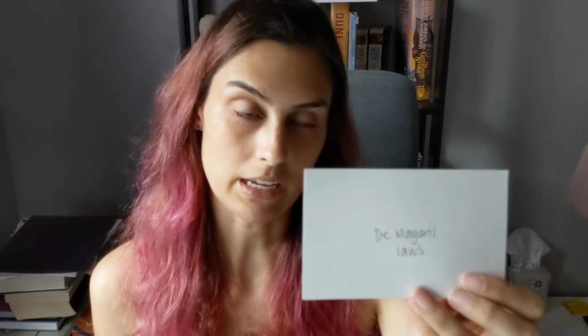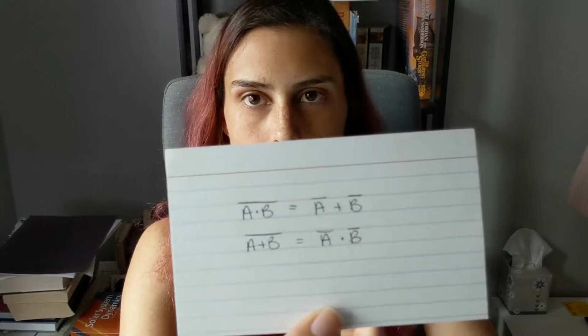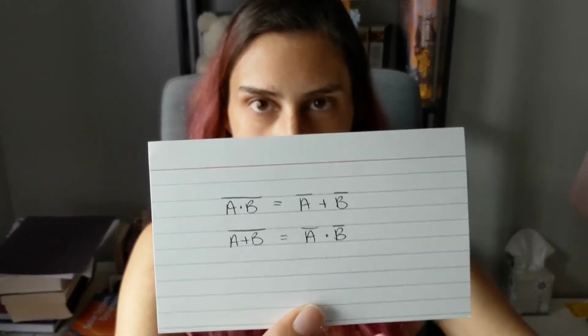De Morgan's law. So this is a logic thing, and it says that the inverse of A and B is equal to the inverse of A or the inverse of B, and that the inverse of A or B is equal to the inverse of A and the inverse of B. So this is basically how NANDs and NORs relate.